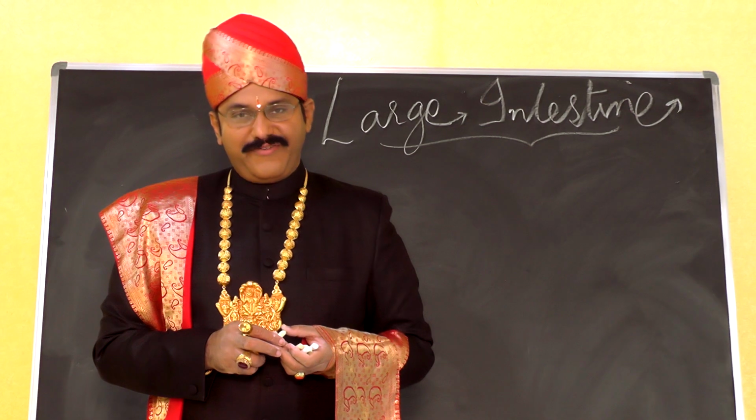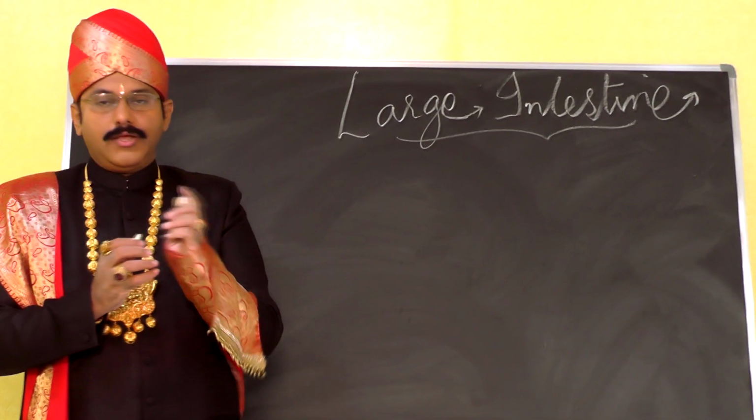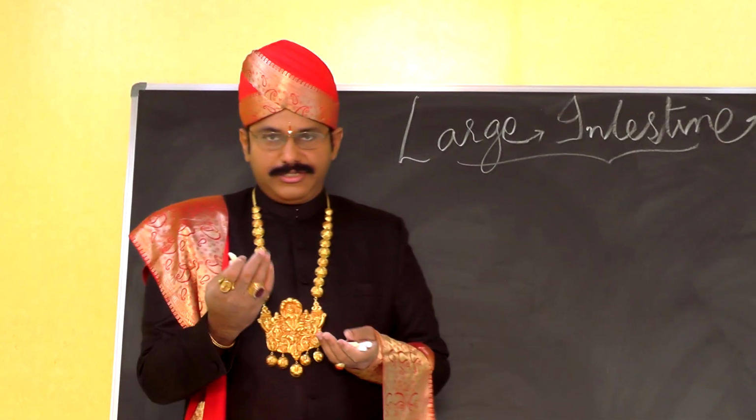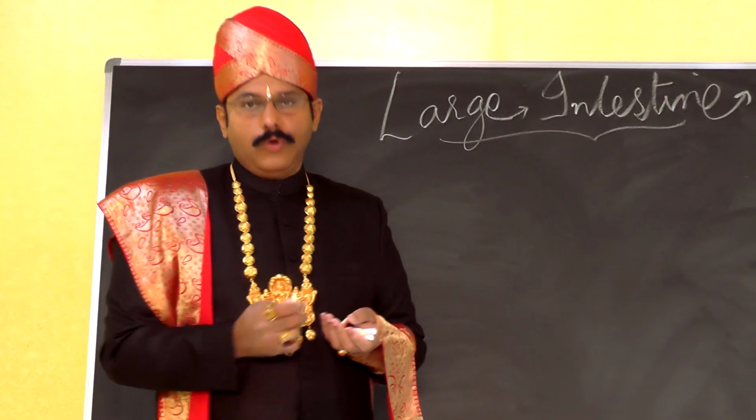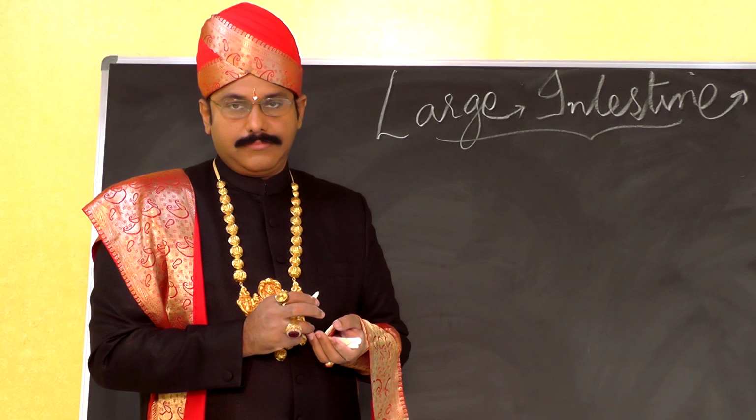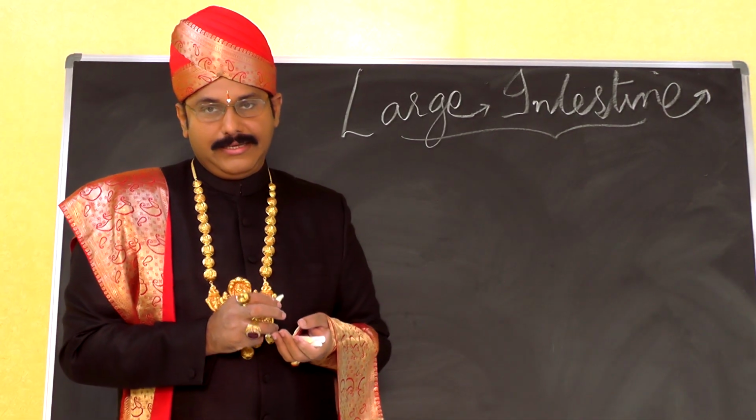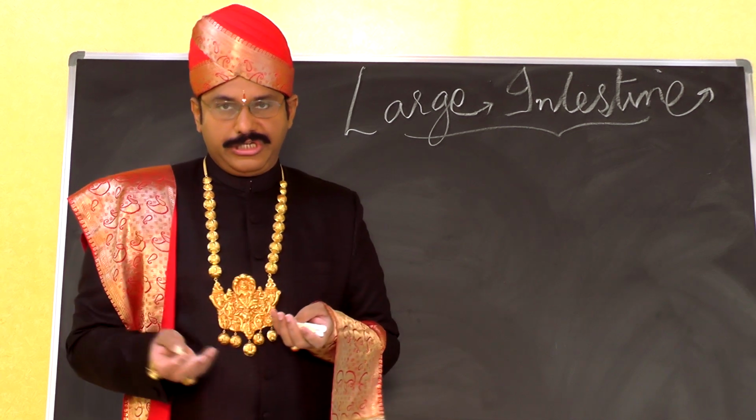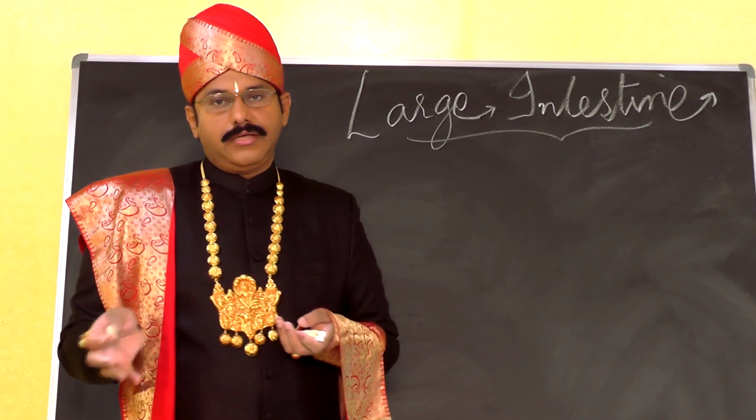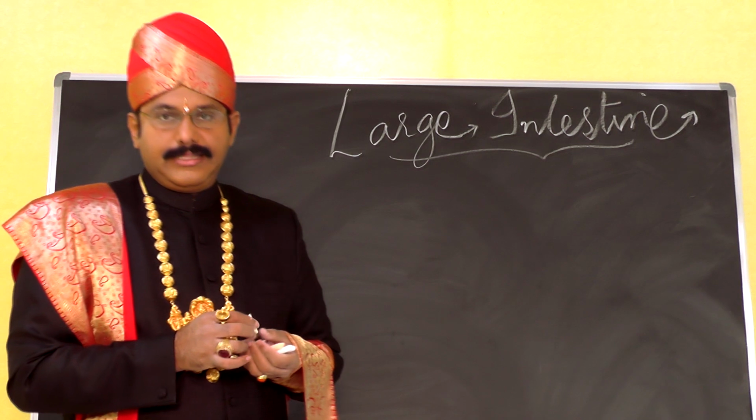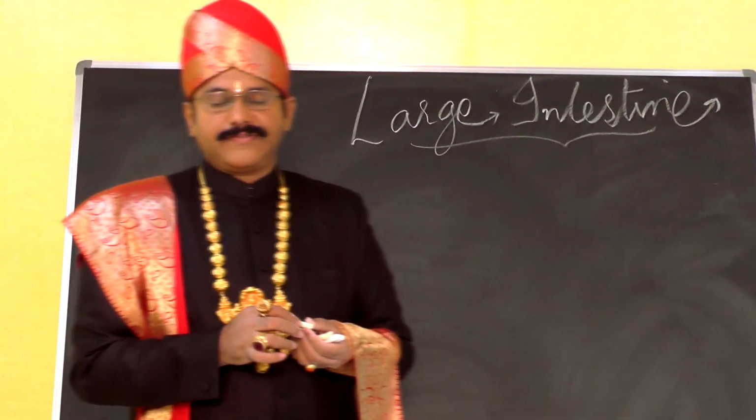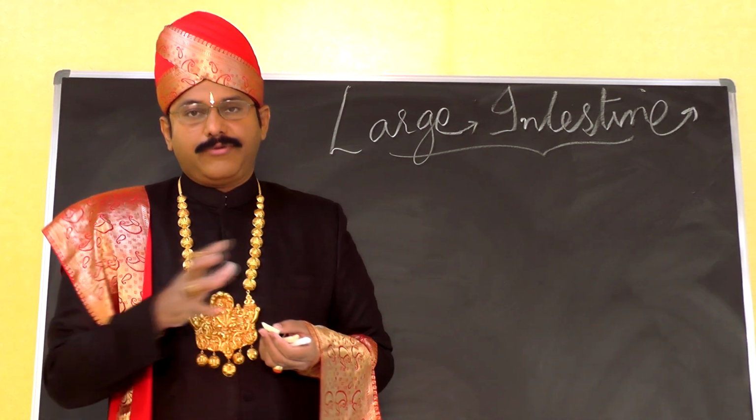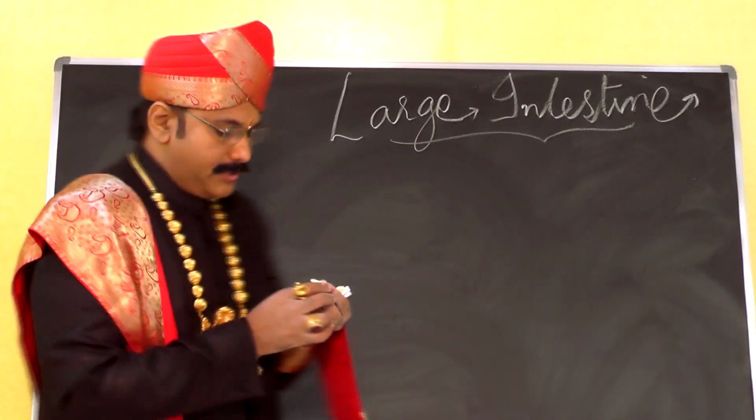Large intestine. Today we are going to discuss that. We have learned already that the small intestine is made up of the duodenum, jejunum, and ileum, and the ileum opens into the cecum of the large intestine. So the large intestine extends from the ileocolic junction to the anus, the anal orifice. It is about 1.5 meters long.